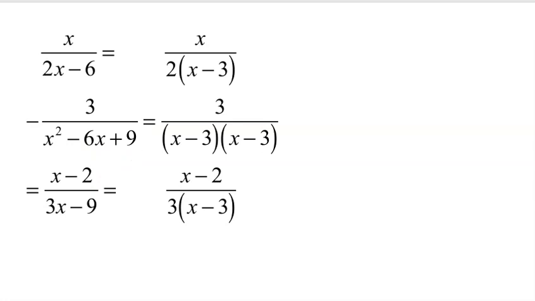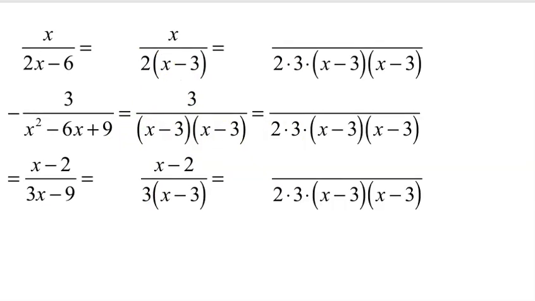So here's our factored version. The next thing we have to do is build a common denominator. I need a 2, I need a 3, and I need some x minus 3's. But the most x minus 3's I see in any one place is 2 of them. So my common denominator needs a 2 and a 3, x minus 3, x minus 3. So that's our common denominator.